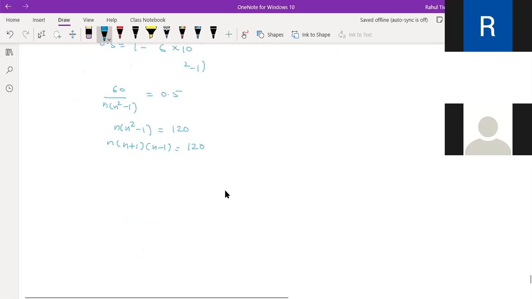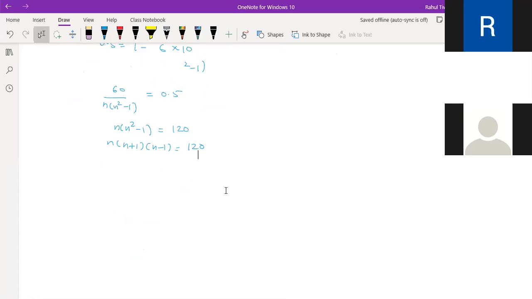So there are two ways. One can use the equation mode in the calculator. That is one way. You can use the equation concepts in the calculator, or you can do trial and error.